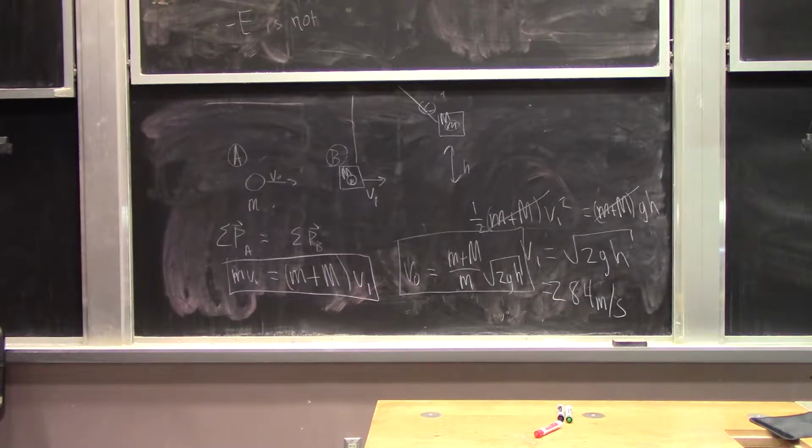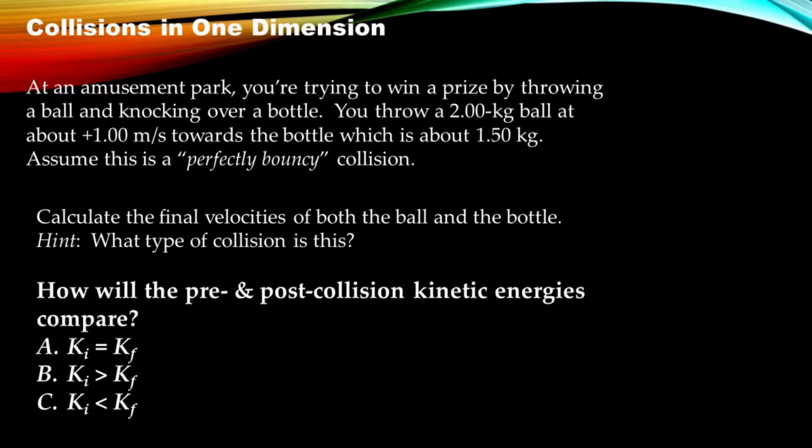All right, so let's move on to the next one. The next one says, at an amusement park, you were trying to win a prize by throwing a ball and knocking over a bottle. You throw a 2-kilogram ball at 1 meter per second towards the bottle, which is about 1.5 kilograms. Assume this is a perfectly elastic collision, or perfectly bouncy.